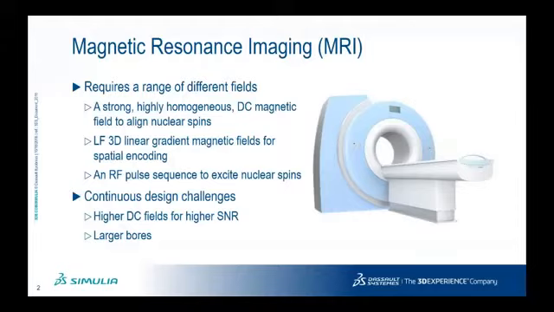I guess I don't need to talk too much about the background here, but just as a very brief reminder, we basically need an overlay of three different magnetic fields: a very strong and highly homogeneous DC static field, a low frequency gradient field for getting a 3D image, so for the spatial encoding, and finally a radio frequency pulse that really excites the spin so that we get a response and can create an image of it.